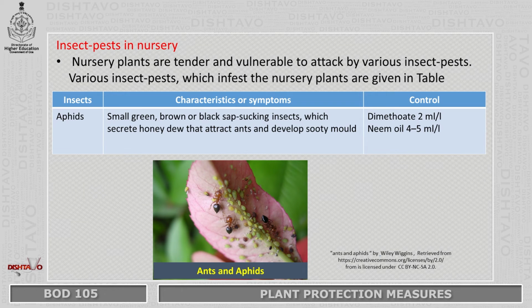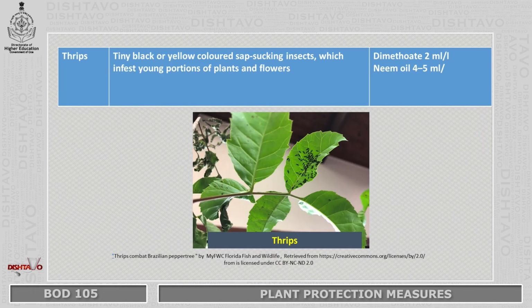First is aphids. In the picture you can see aphids, which are small green, brown or black sap-sucking insects, which secrete honeydew that attracts ants and develops sooty molds. Here you can use neem oil, that is 4 to 5 ml per liter. Dimethoate, that is 2 ml per liter, also can be used.